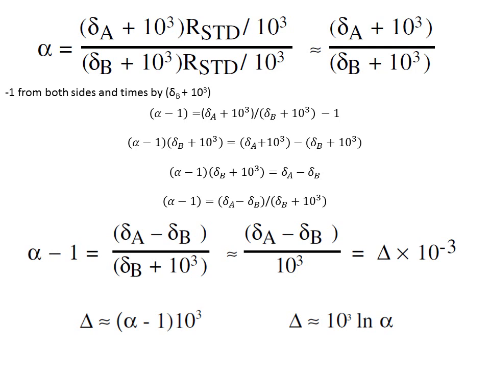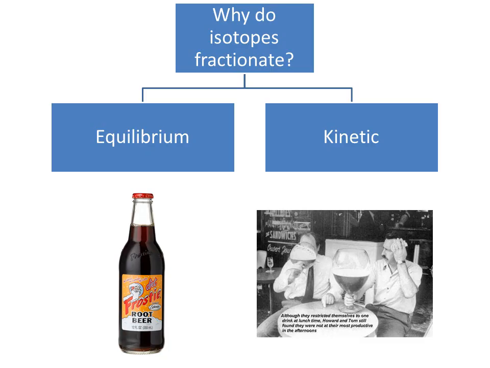So we don't have to measure alpha between our two samples. We can just measure their isotope ratios relative to some arbitrary standard, and that tells us something about the fractionation between those two samples. So we're going to say a little bit about why isotopes might fractionate. So we know that alpha is not 1, but why isn't it 1, and why is that useful to us?